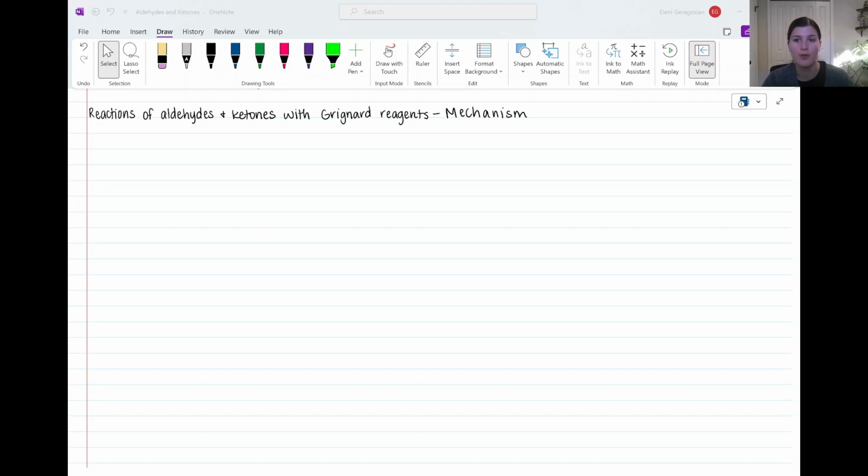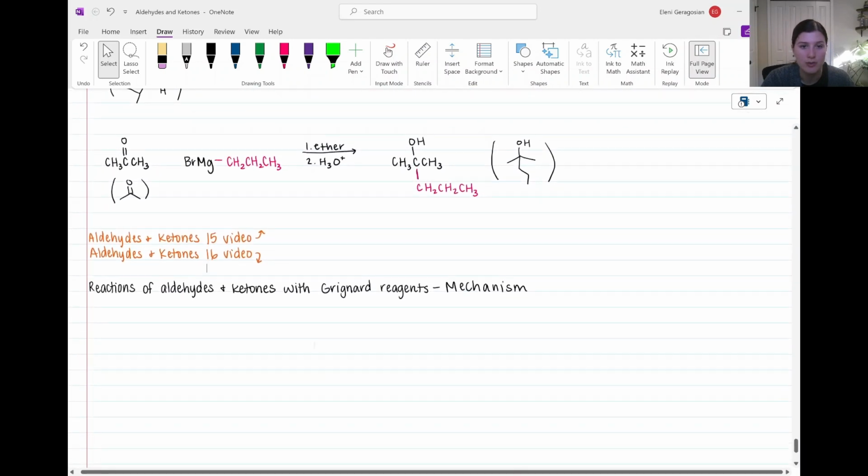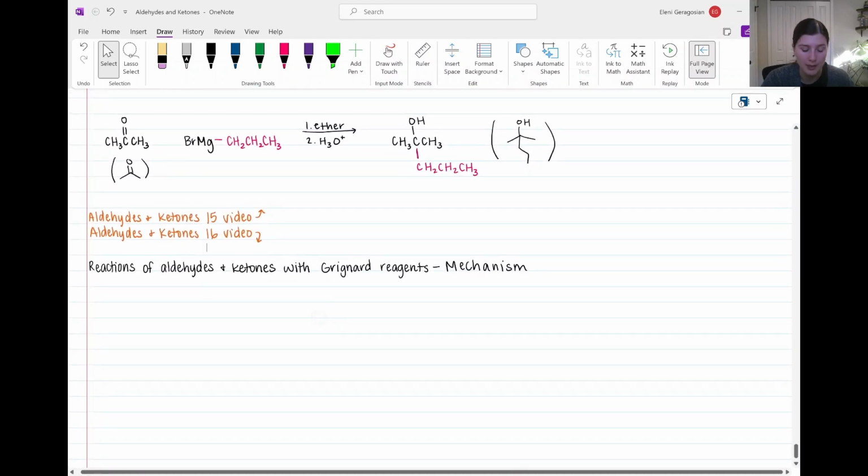Here we'll go through the mechanism for the reaction of aldehydes or ketones with Grignard reagents. In the previous video, we covered some reaction schemes with Grignard reagents. So just a reminder, we start with an aldehyde or ketone. We add an organometallic reagent. The organic part of the reagent adds to the carbonyl carbon.